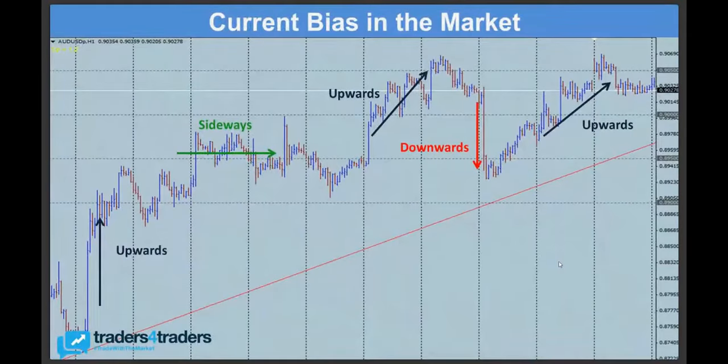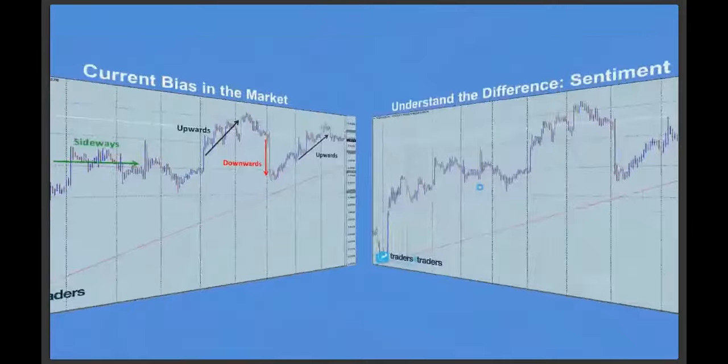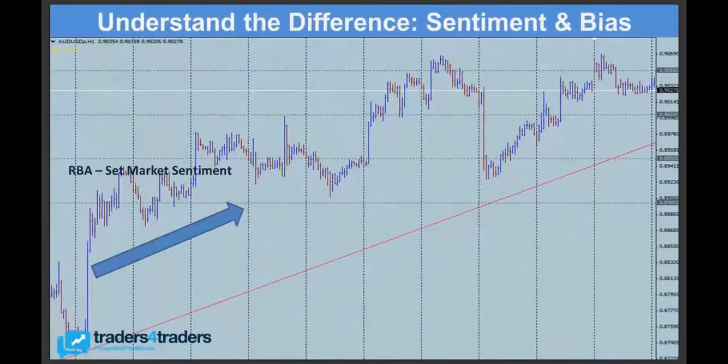Now, I don't want to get you confused with this. Now, current bias in the market, right? There's three major sort of types of bias. You've either got upwards movement, okay, upwards bias, sideways bias, or downwards bias, okay? Now, this is different to the overall trend. So what I want you to understand is there's a major component here. These are the economic numbers. The economic numbers will create the short-term bias. But the longer-term trend, okay, that will come from the central bank.